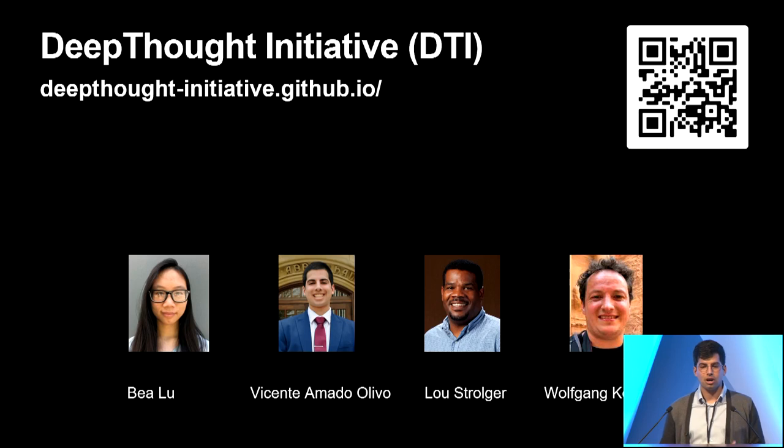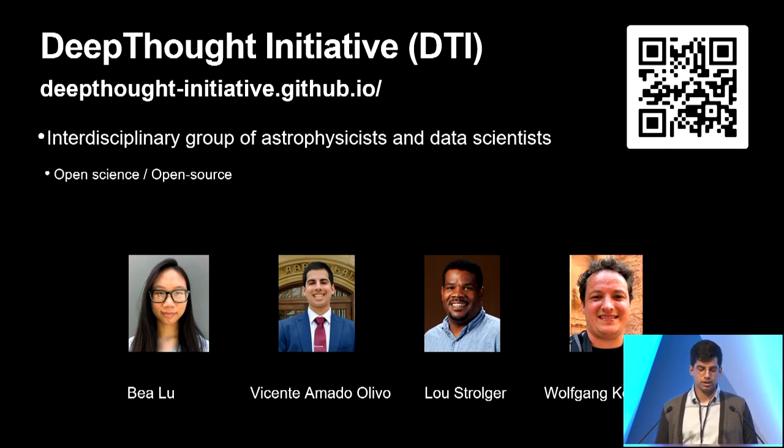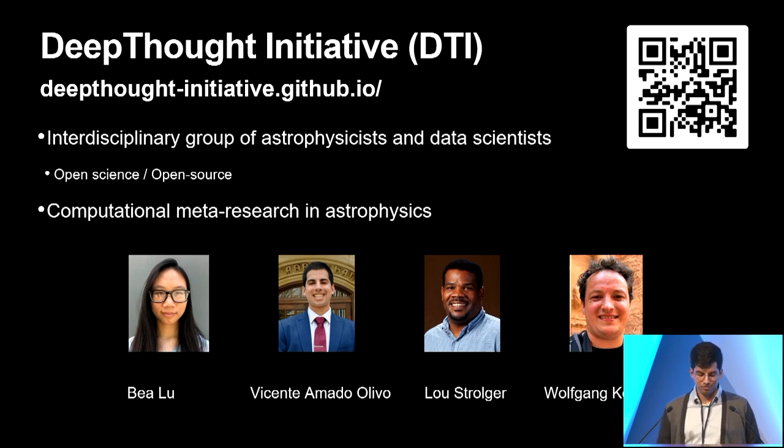To start off, we are part of the Deep Thought Initiative, and here is a QR code of our website and also the URL that you can use to follow our work. We're an interdisciplinary group of astrophysicists and data scientists developing methodology and tools, working on open source and open science methodology and tools, working on computational meta research in astrophysics. And this is our team and our collaborator at Space Telescope, Lou Strolger.